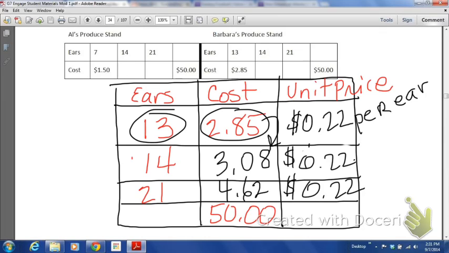Now, for $50, you would have been able to purchase 227 ears of corn, okay? And again, assuming our unit price was this rounded 22 cents per ear, okay?